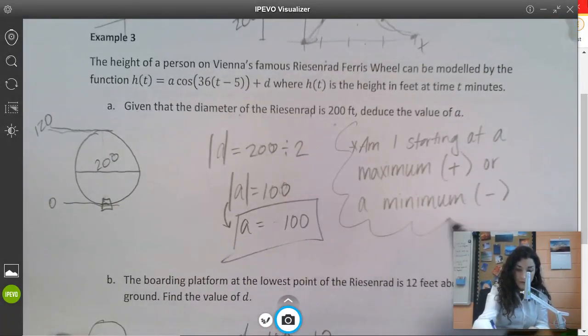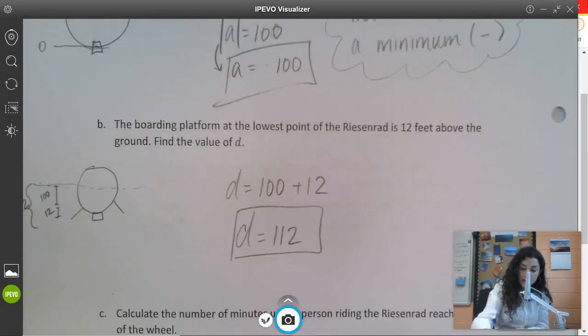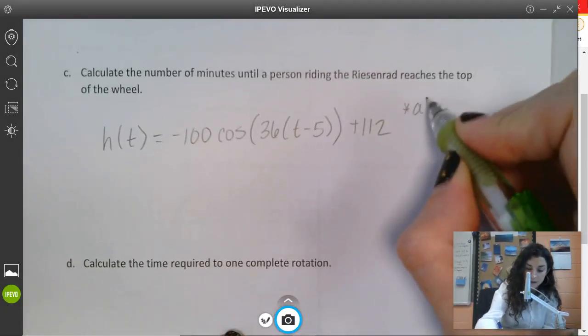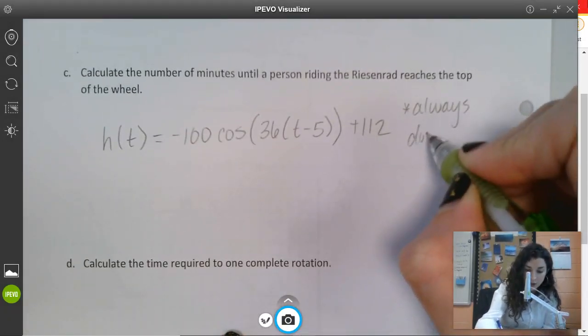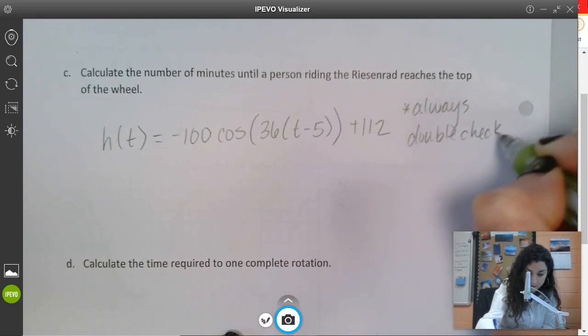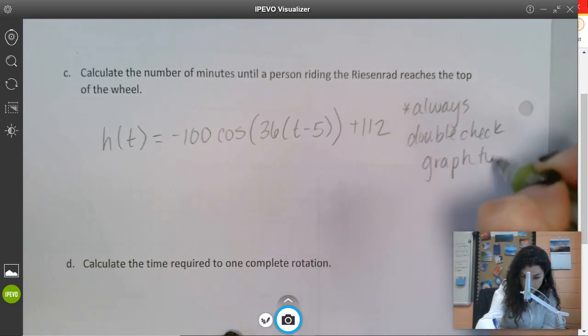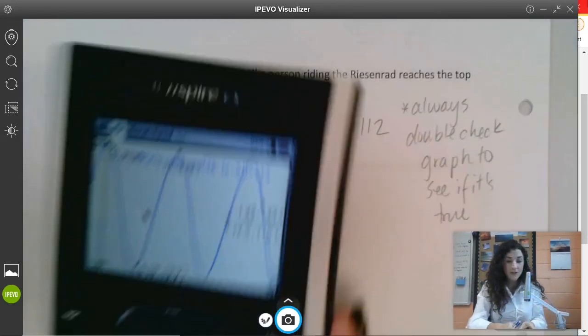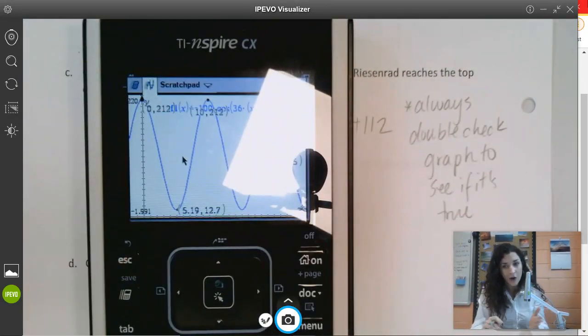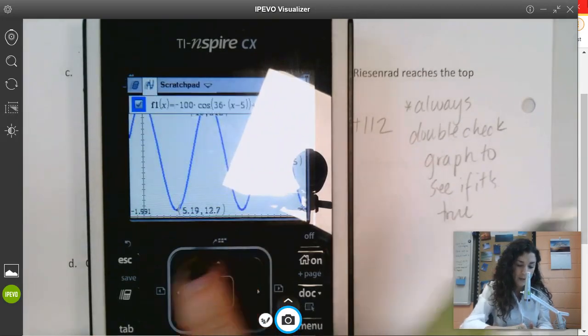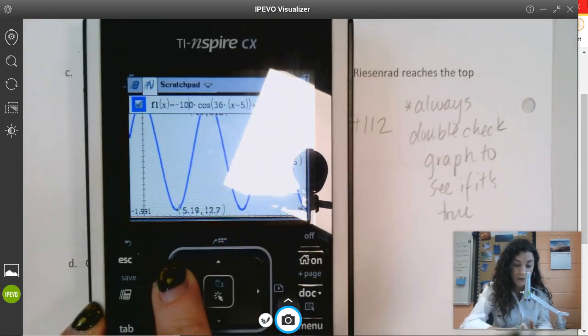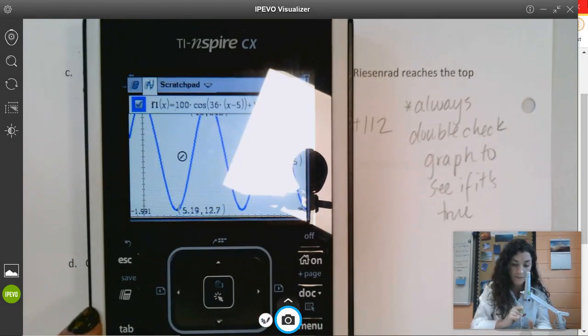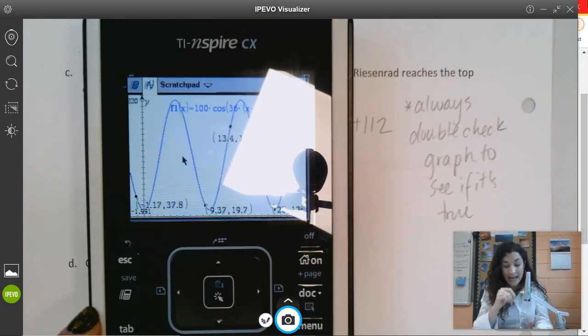This is still true. We should still think about that, but always double check the graph to see if it's true, because it's not. Negative 100 had me starting at a maximum, and I know it's supposed to start at a minimum. So I'm going to go back and delete the negative from in front of the 100 and graph it. And now it has me starting at a minimum, and now that's true.